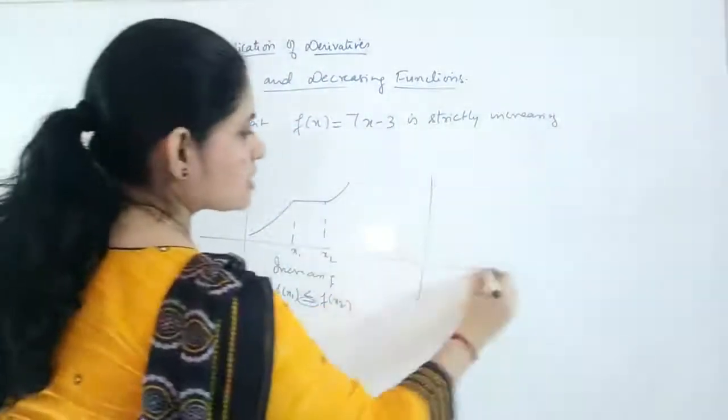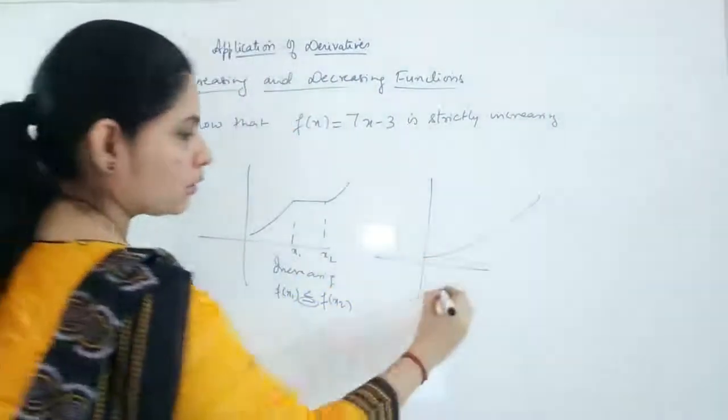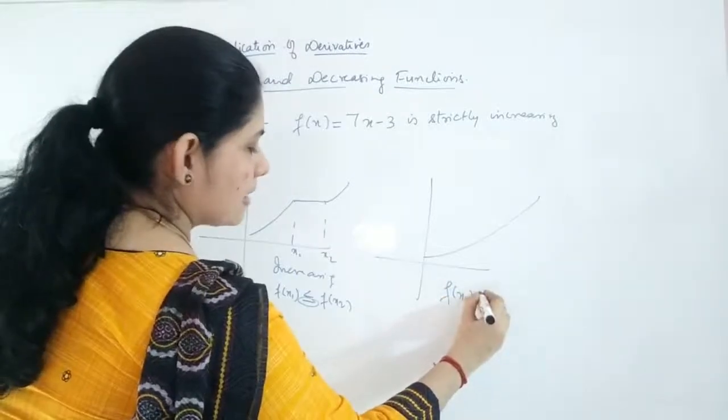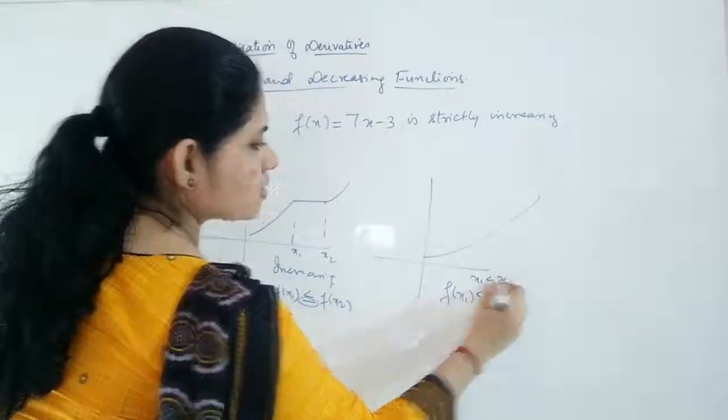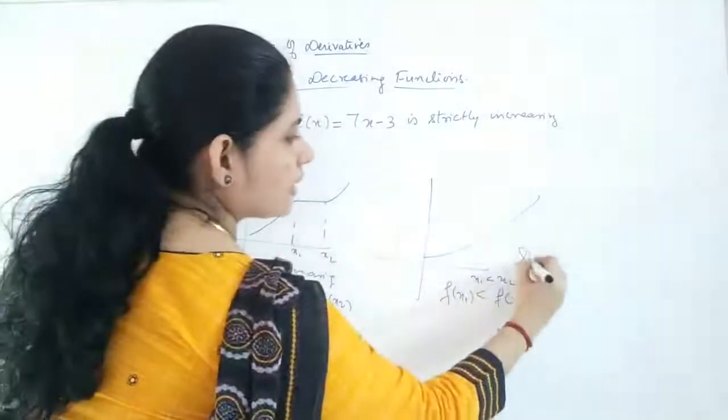But if the function is like this, going like this, the only possibility is f of x1 is less than f of x2 when your x1 is less than x2. So this is actually strictly increasing.